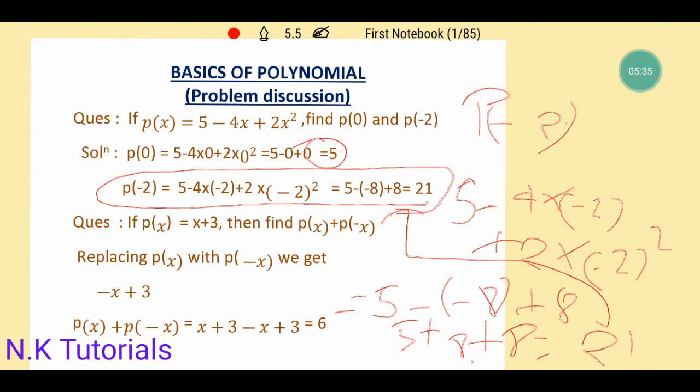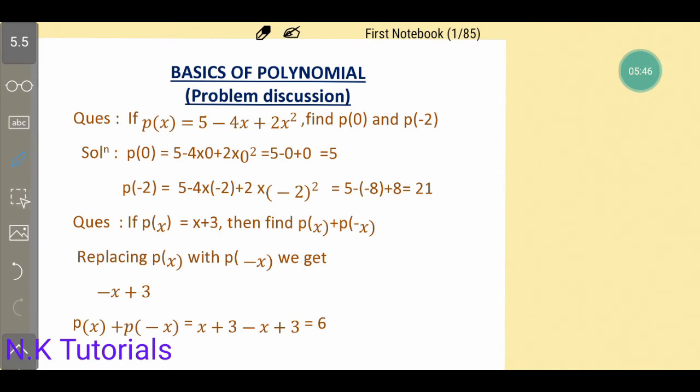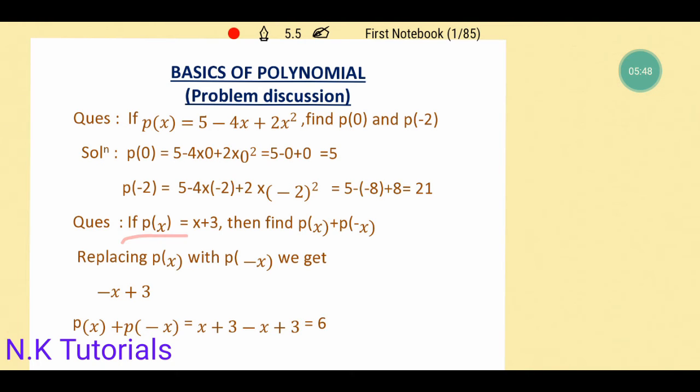Okay. Now the next question says, if p(x) is equal to x plus 3, then find the value of p(x) plus p(minus x). The question is telling us that the value of p(x) is x plus 3, and we need to find p(x) plus p(minus x). The value of p(x) we already know. What we have to find is p(minus x), that is, we have to put minus x in place of x. So p(minus x) is equal to minus x plus 3.